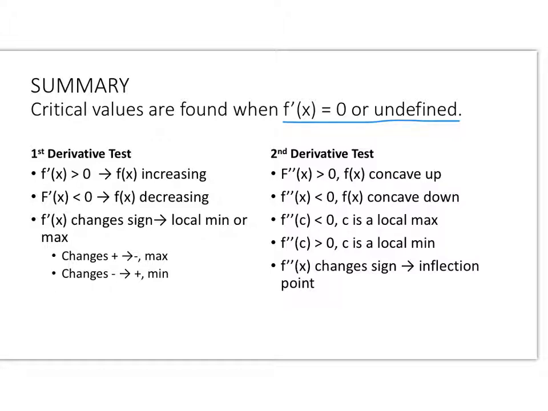So the first derivative test, if f prime of x is greater than 0, I know f of x is increasing. If f prime of x is less than 0, I know f of x is decreasing. If f prime of x changes sign, it tells me I either have a local min or a local max. If it goes from positive to negative, I have a max. If it goes from negative to positive, I have a min.